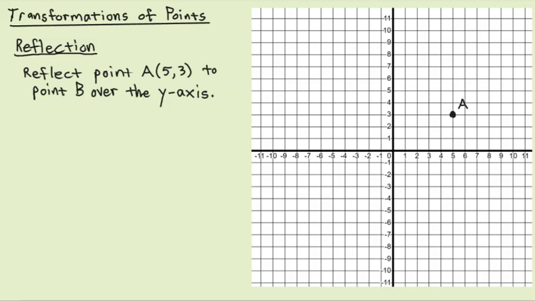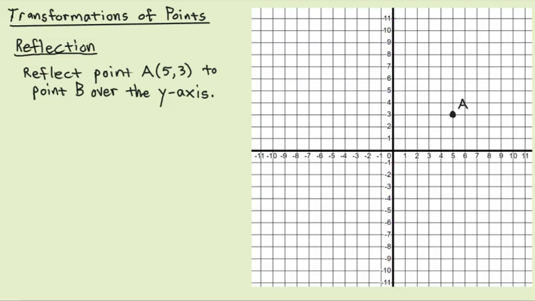So here this says we're going to reflect point A, which is at the coordinates (5, 3), to another point that we're going to call point B over the y-axis, okay? Now, in this class, we're mostly just going to do the y-axis and the x-axis, okay? So we're going to reflect over the y-axis and the x-axis, but you actually can reflect over any line. So here's the y-axis right here. So the y-axis is going to act as our mirror.